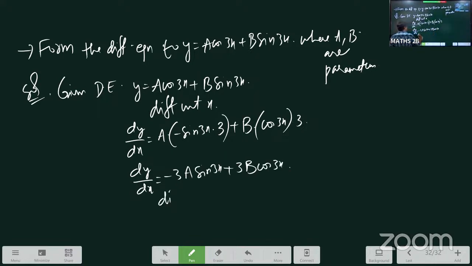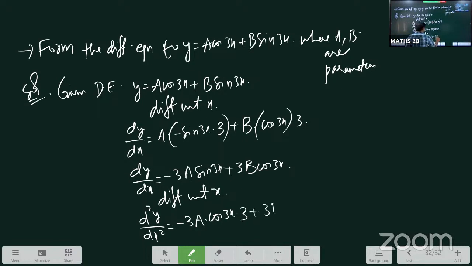Now once again, differentiate with respect to x. Second time derivative. See, I'm having 2 parameters. You have to do 2 times derivative. By the time I finish off second time derivative, your A and B should be eliminated. Is it clear? That is d square y by dx square equals minus 3A sin 3x derivative, cos 3x into 3, plus 3B cos 3x derivative, minus sin 3x into 3.